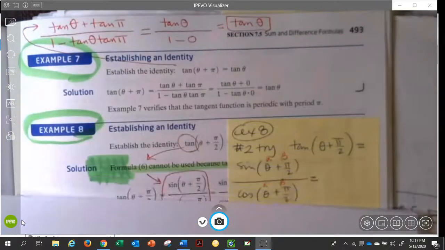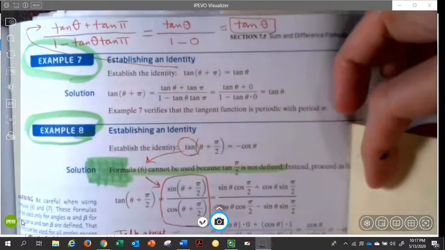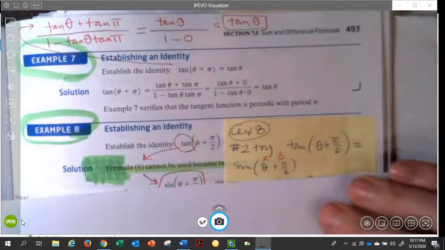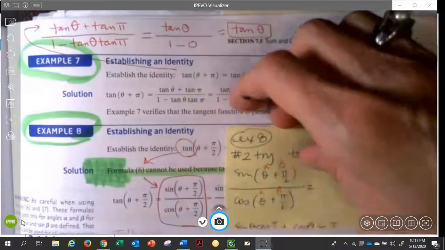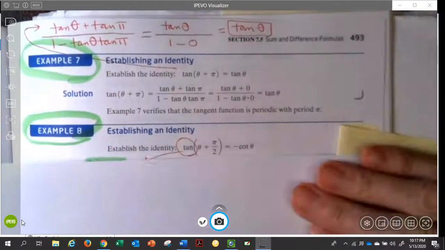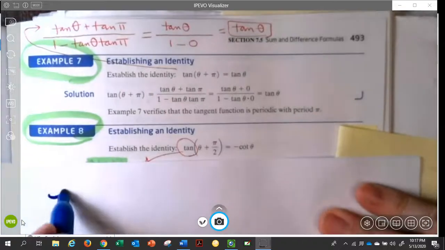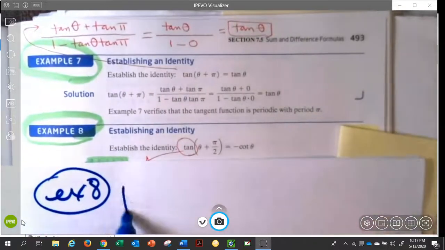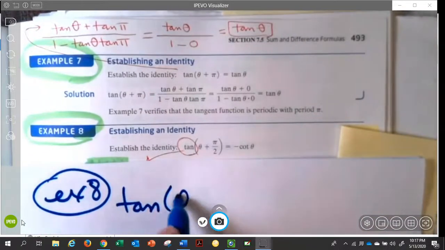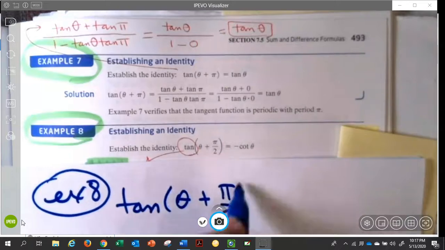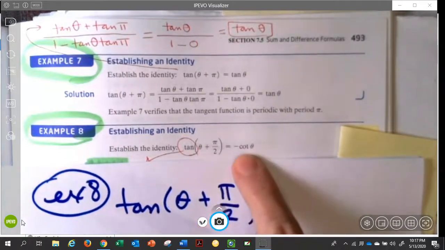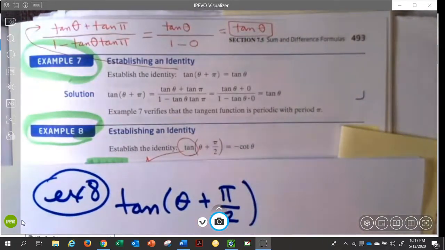So now, moving on to example 8, and you see I've got a whole lot of notes going on in example 8. So I'll cover up, I'll do it this way. And so looking at example 8, it is the tangent of theta plus pi over 2, and it's supposed to eventually equal negative cotangent of theta.